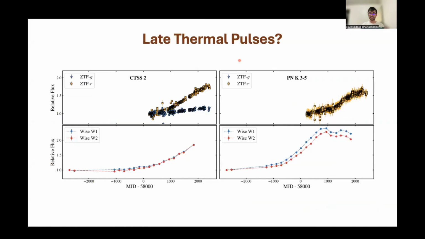We also have these objects which are evolving over the whole ZTF timescale without any period. These two objects have doubled their brightness over the whole ZTF baseline, which is also seen in the WISE light curves. A spectroscopy study of this particular object shows that this is one of the youngest post-AGB stars known, and we think that this can be a late thermal pulse object where the very young white dwarf has started to reignite some of the fuel in its core and is going back to a giant phase. And this is what it's doing. It's going back to a giant phase.